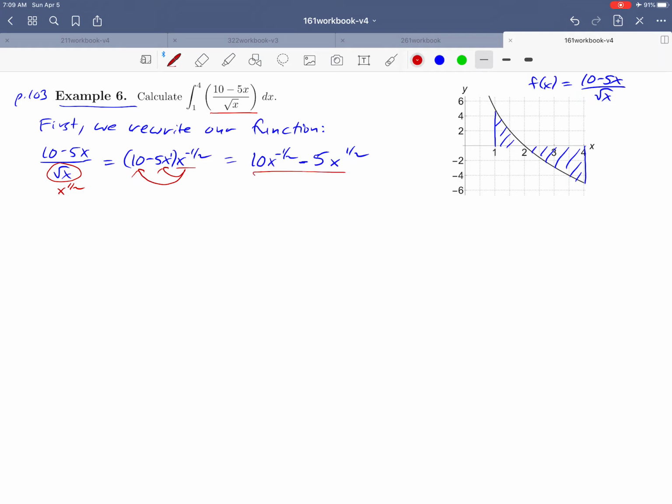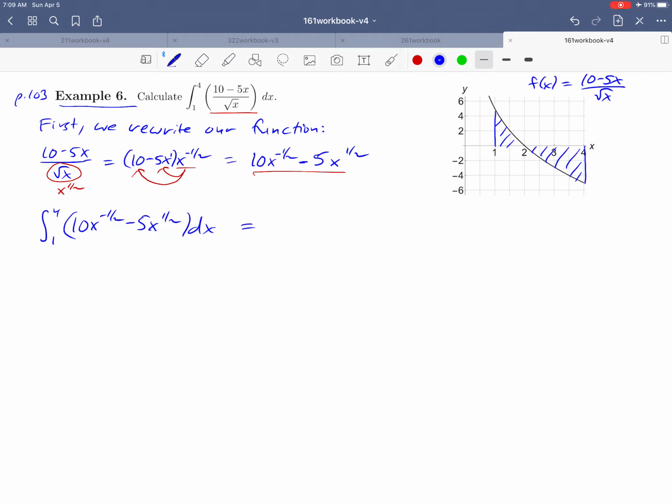So we're hoping that that way of rewriting our function is going to lead us to an easier calculation of the integral here. Now let's check it out and see if that works for us. So the integral from 1 to 4, we've rewritten our function as 10x to the negative 1/2 minus 5x to the 1/2.